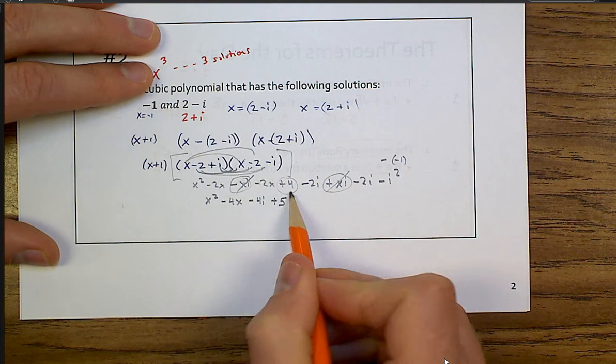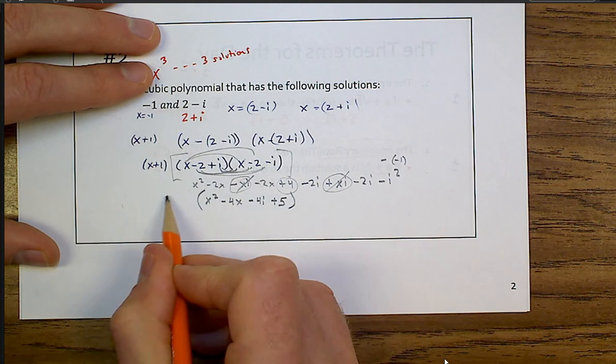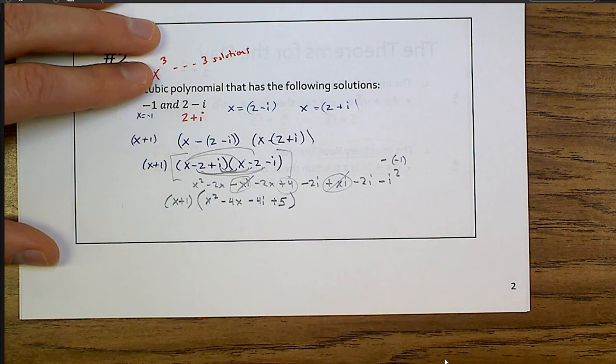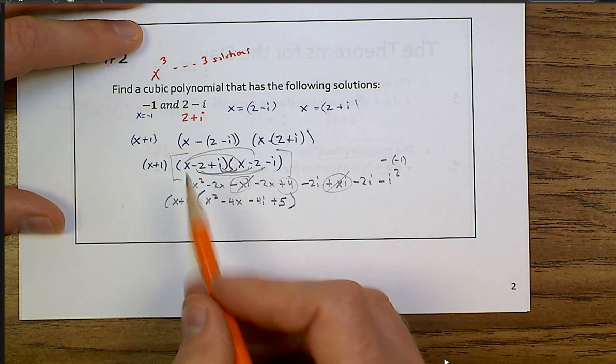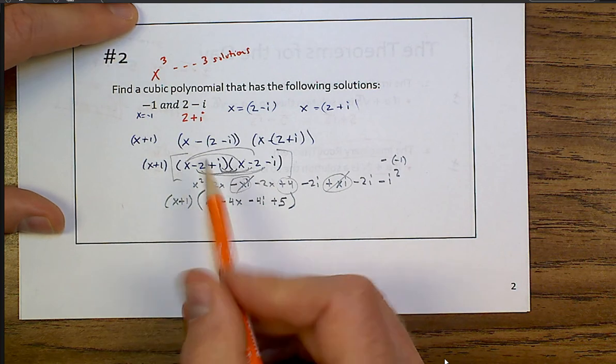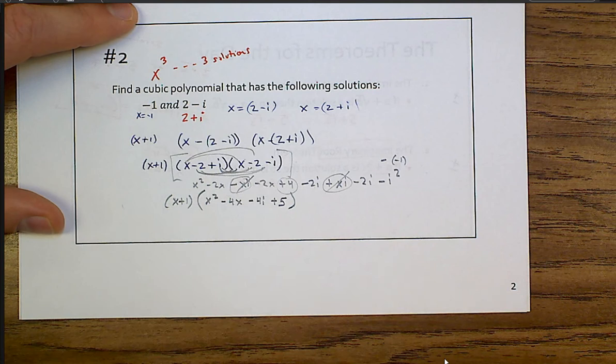Okay? So I have that whole thing, and then I still have this x plus 1 that needs to get distributed through on that. Okay? And so I should get, let's see. Oh, I must have made a mistake on this.